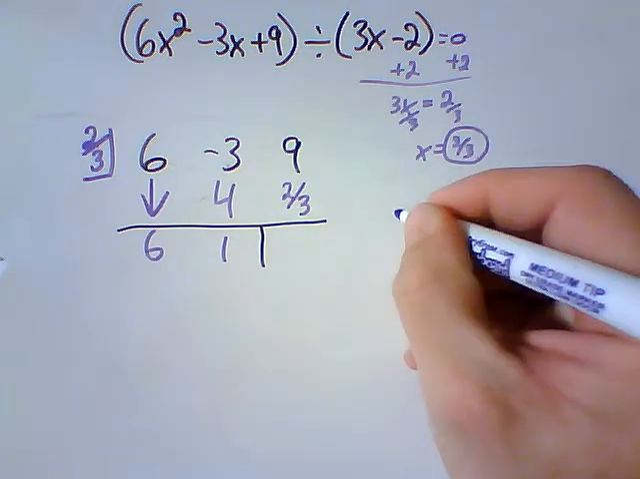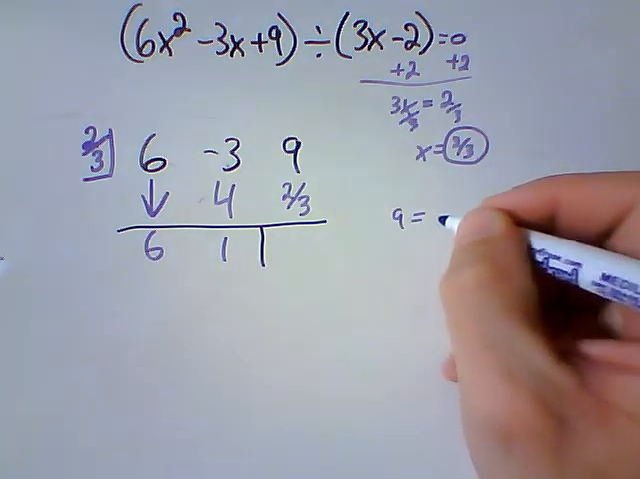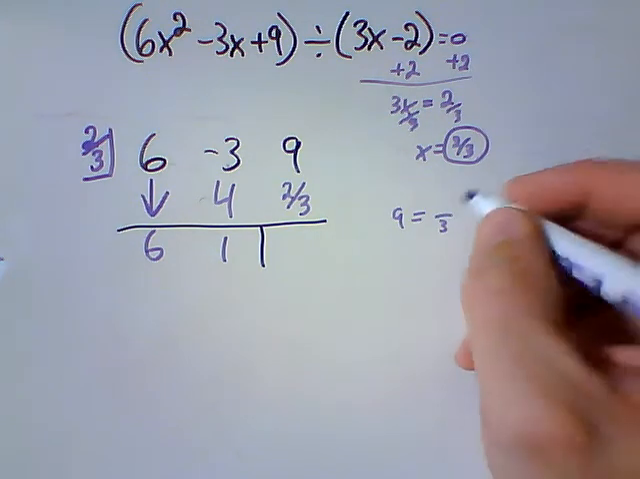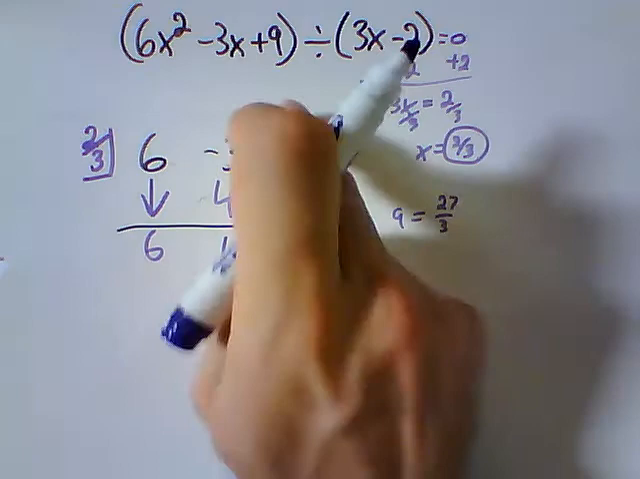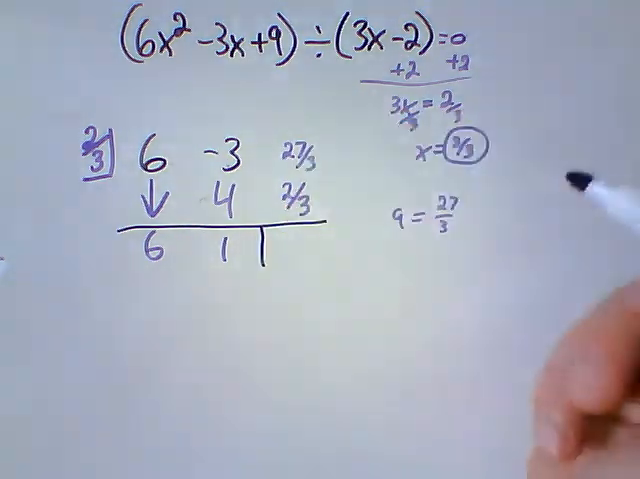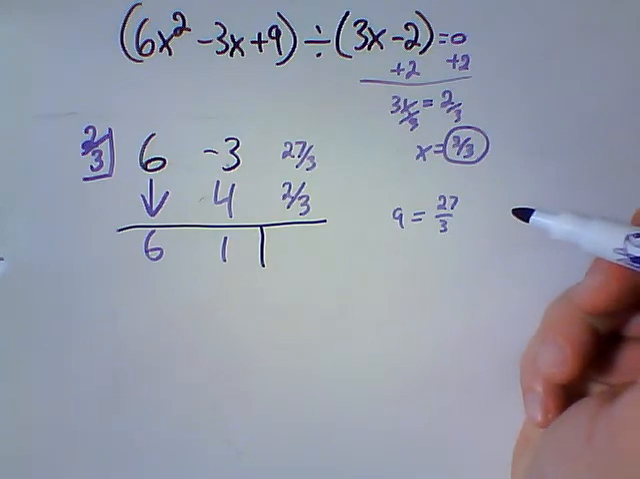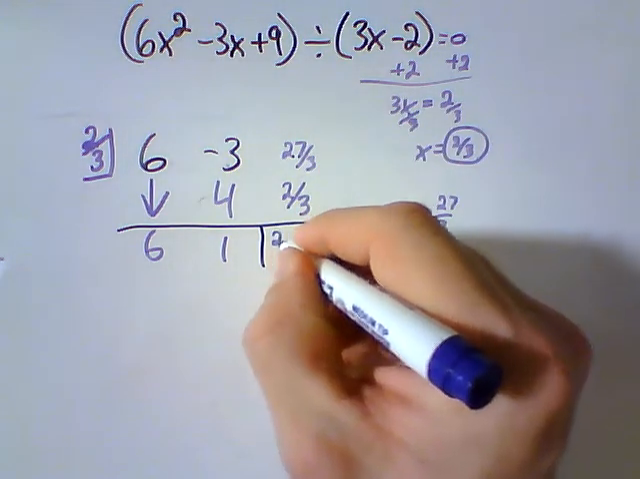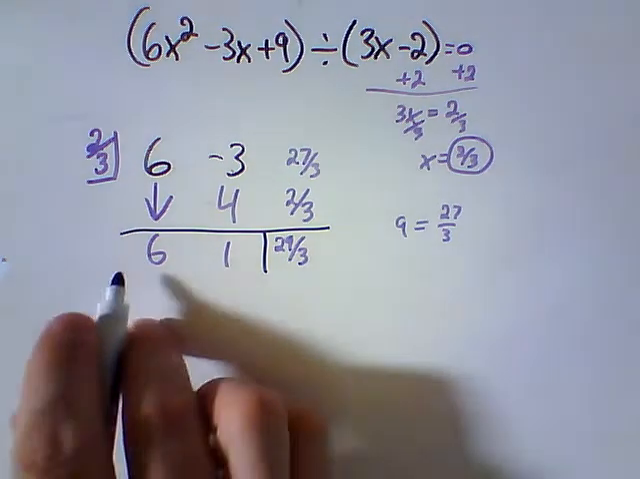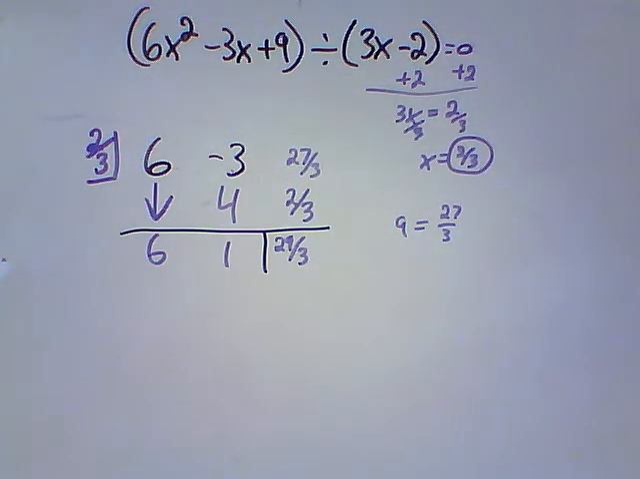Great. 9 is the same thing as what over 3? What divided by 3 is 9? That would be 27, right? Call him 27 over 3. Oh, now I add them together. 29 over 3. Alright, now I'm almost done.